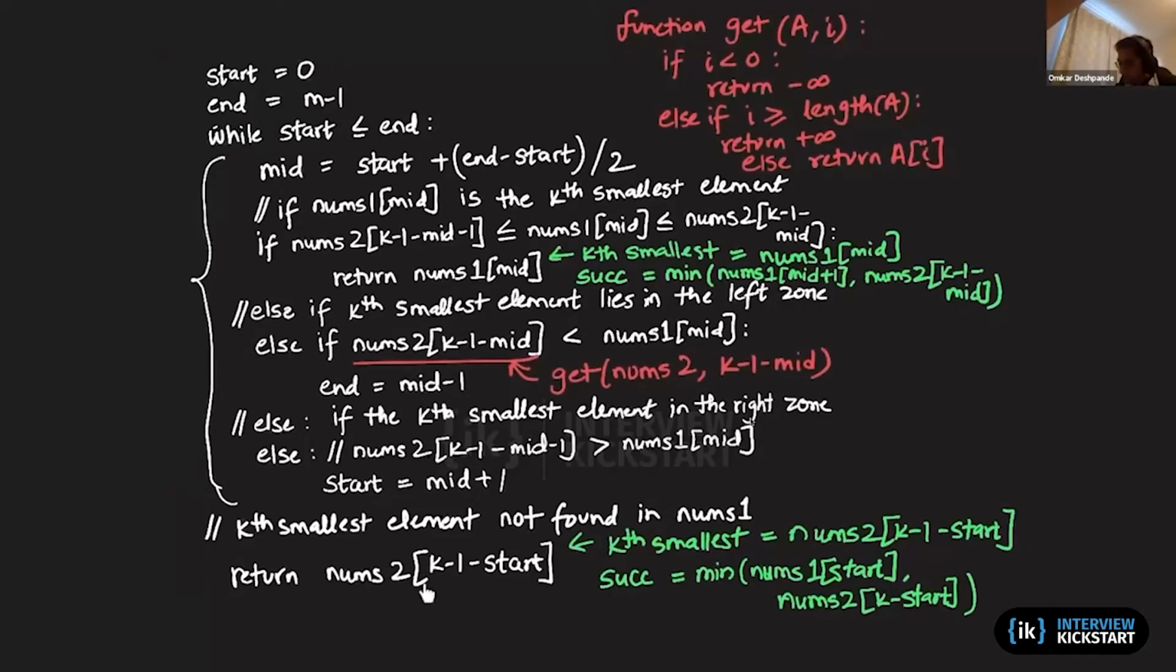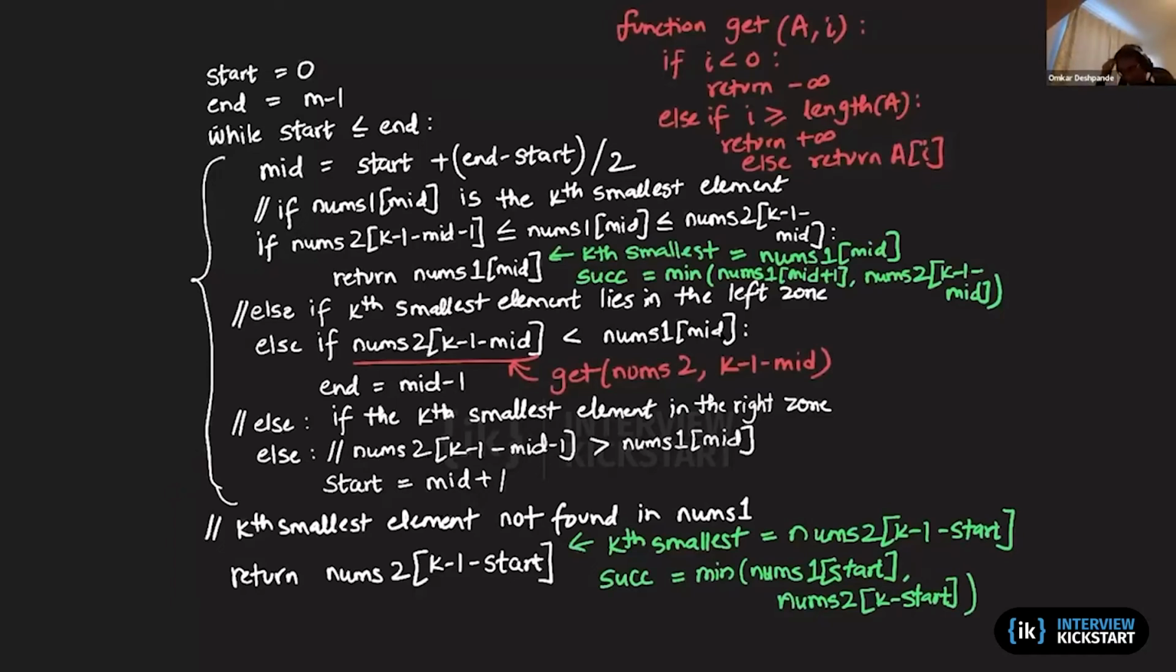Obviously, this will always work because we know the kth smallest value must always be found no matter where we are. But this may or may not work. So you could add a get here. And there could be other ways of doing this. Umesh?